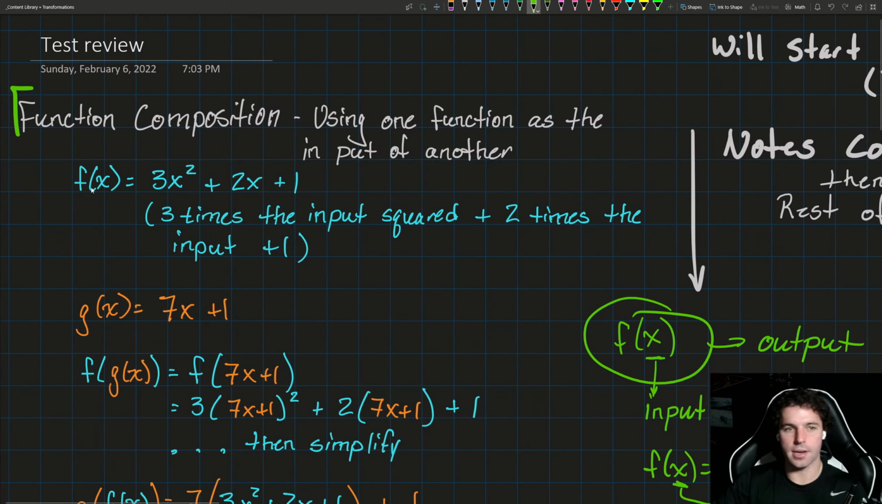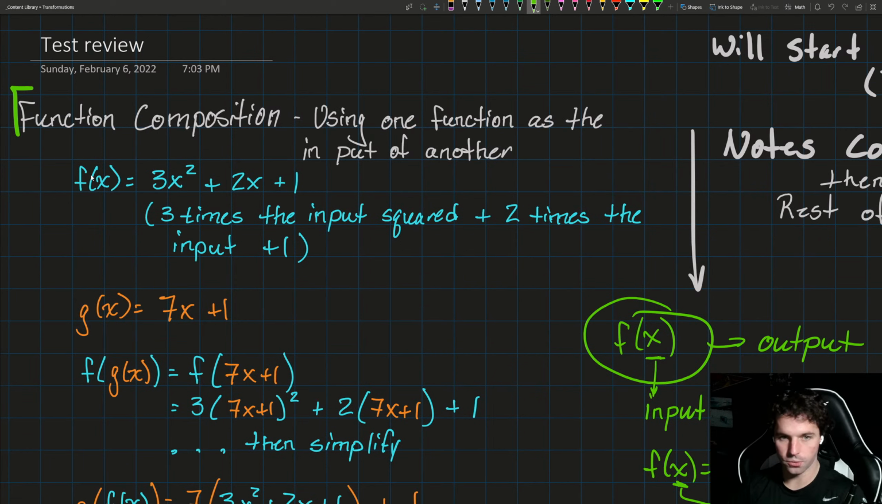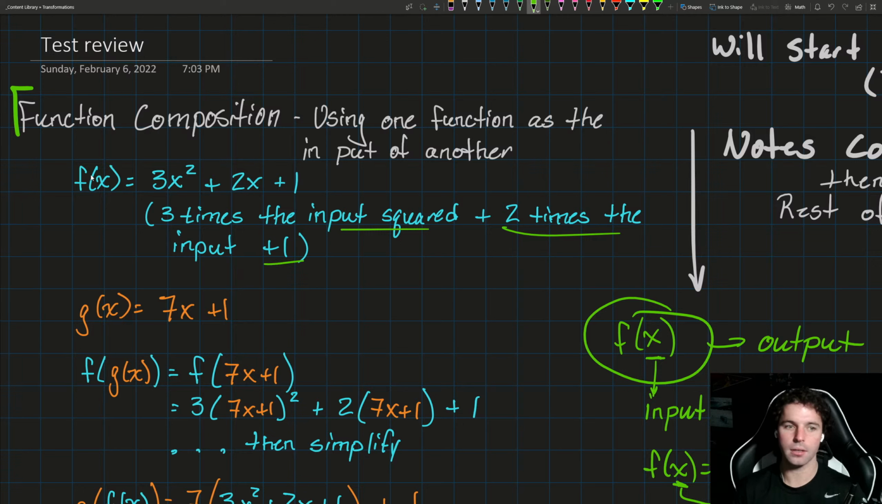All right, so in this case, I'm giving you a function, f of x equals 3x squared plus 2x plus 1, right? That's 3 times an input squared plus 2 times the input plus 1. So there's 2 different things. You square the input, you multiply it by 3, then you add 2 times the input to that, and then you add 1 to it. So that's just an algorithm. x is just the input, and then g of x is 7 times an input plus 1.